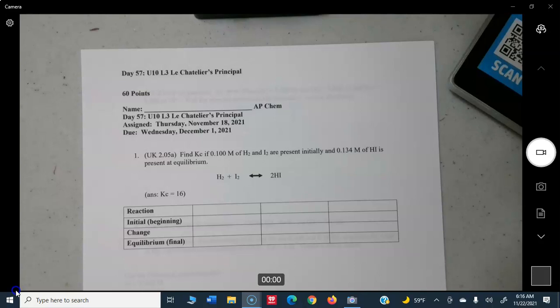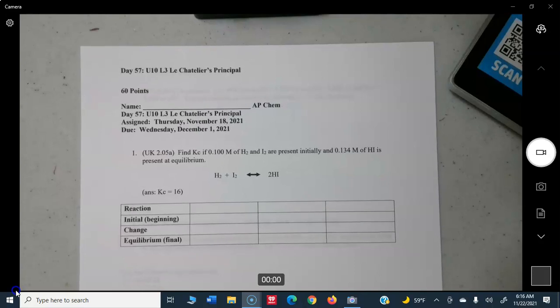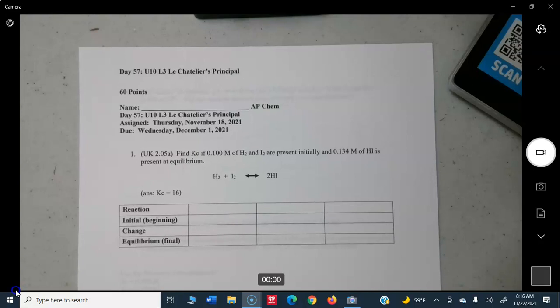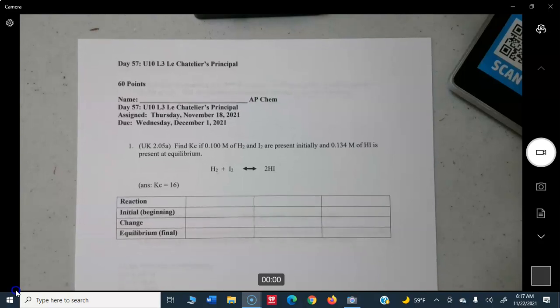AP Chemistry, we're on to the day 57 assignment. This will be the last assignment of this unit. It's on a concept called Le Chatelier's principle. So I start you off with some more ice table problems in this assignment.